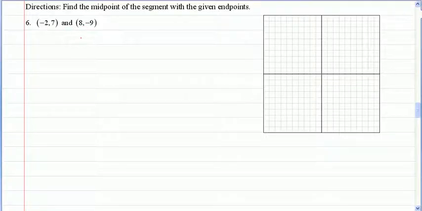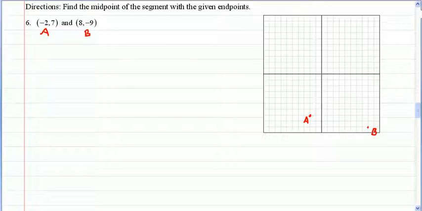So first let's go to the graph. And (-2, 7) means to move left 2 points and down 7. That's right here. And we'll label this point A. And then (8, -9), we'll label B. So that means right 8, down 9 is right about here. And if we were to find the midpoint, it looks like it would be right around this area.